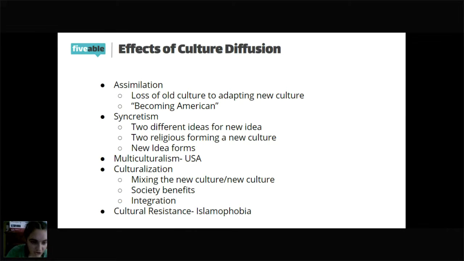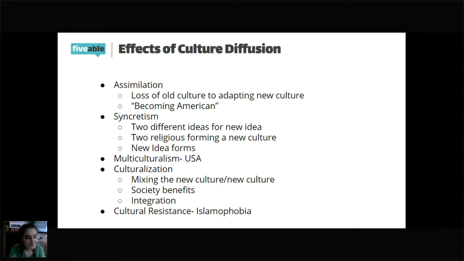But this is different from acculturation. Acculturation is the mixing of new and old, right? Like the Spanish boy who moves from Mexico to the US. He would still keep his traditions and his language, but he would try to adapt to the new culture. He would keep both cultures, American and Spanish. He would probably speak Spanish with his parents, but maybe celebrate the 4th of July, which is an example of American culture. Does that make sense, guys?